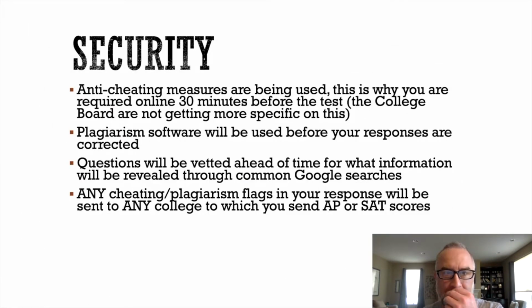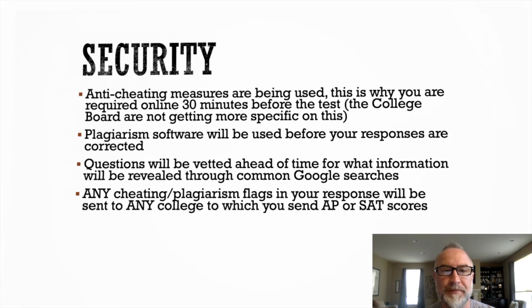Continuing, security is going to be an issue, and the College Board is not being very specific on what they're going to do here. Anti-cheating measures are part of the reason you're required to go online 30 minutes early. Plagiarism software will be used on your responses. And we've been told that questions will be vetted ahead of time for what information is revealed through common Google searches. Any cheating or plagiarism flags in your response will be sent to any college to which you send your AP scores or your SAT scores.